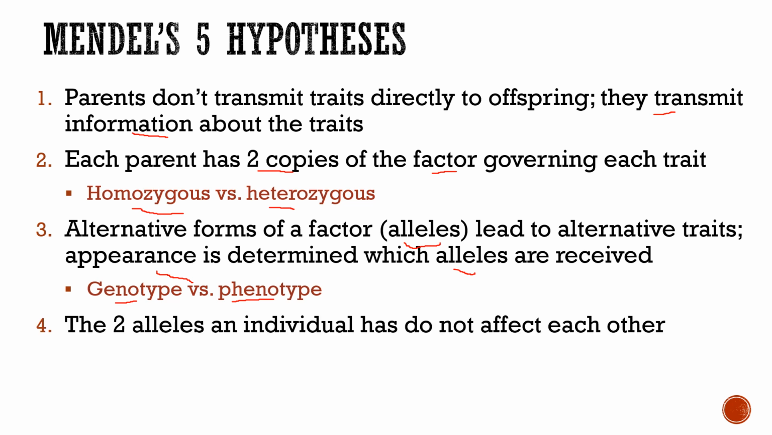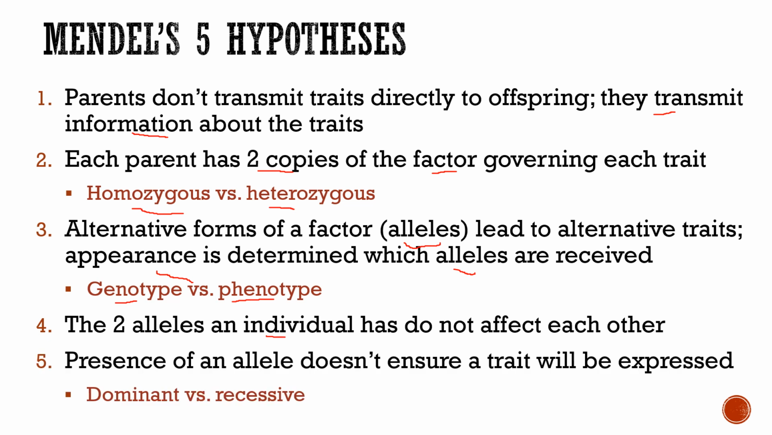And then the two alleles of an individual do not affect each other. Okay, now we'll go through Mendelian genetics first, and then non-Mendelian. So this one didn't turn out to be completely accurate for all traits. But again, the idea that the two alleles don't affect each other was one of his hypotheses.